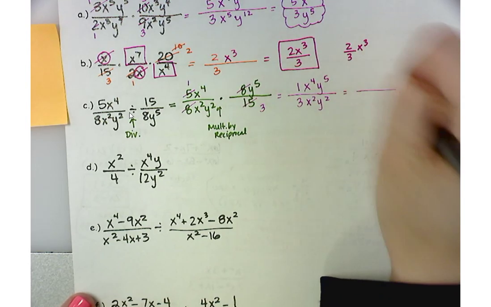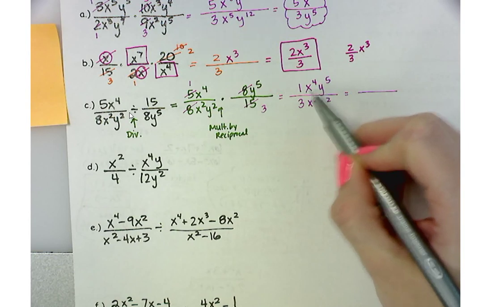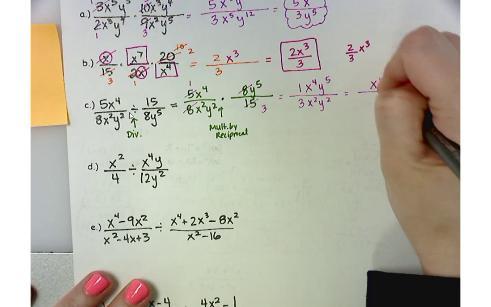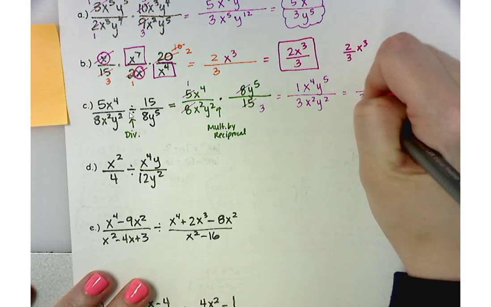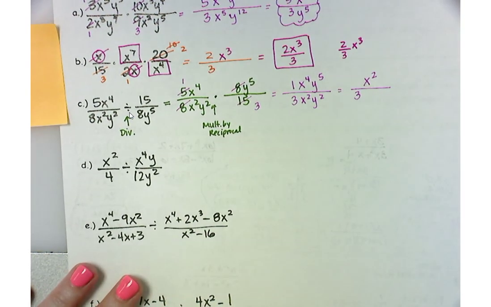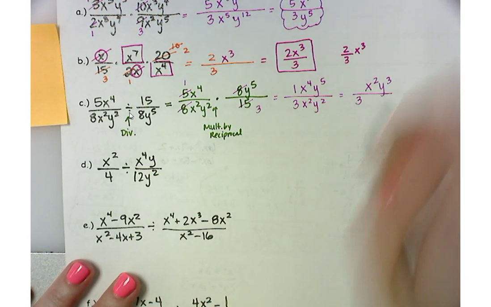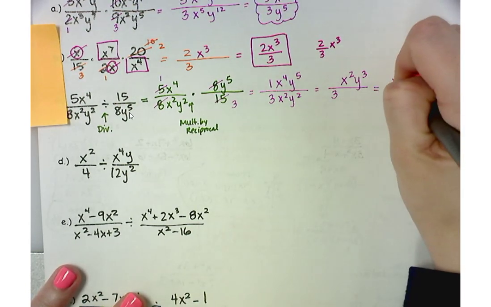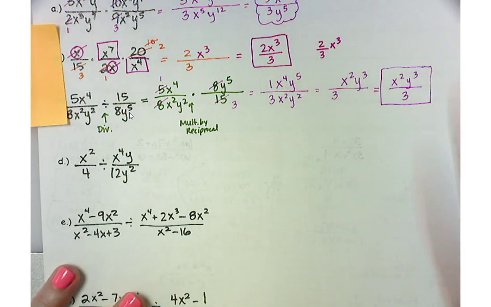Because I have x squared on the top, I don't need that 1 as my placeholder anymore. So I'm not going to write the 1 again. And then 5 minus 2 is going to be 3. Okay, and then that looks a little funny with the center being off, so I'm going to center my answer. Okay, and again, this would be an equivalent answer. 1/3 times x squared times y cubed.